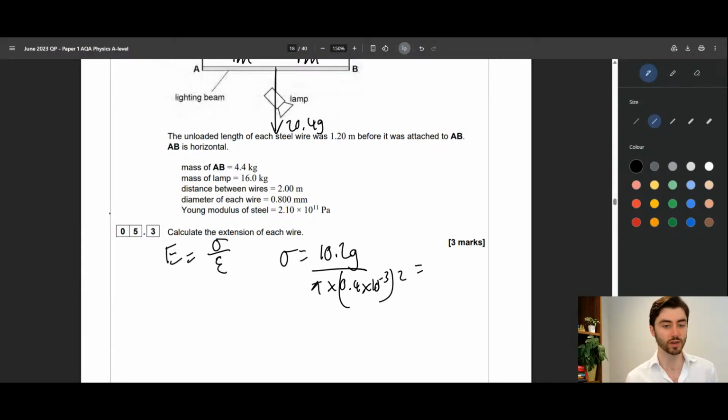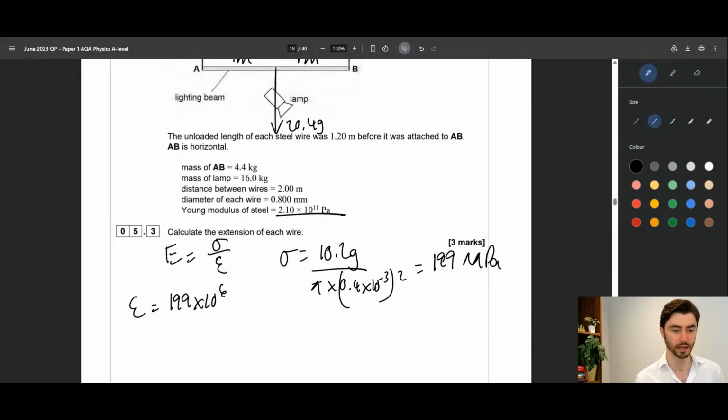So it looks like the stress is 199 megapascals. And we know the Young's modulus, so we can work out the strain: 199 times 10 to the 6, all over 2.10 times 10 to the 11. In other words, it's the answer I just found divided by 2.1 times 10 to the 11.